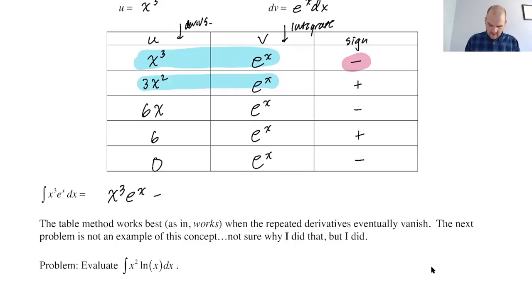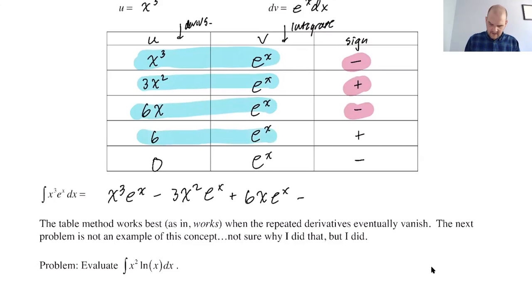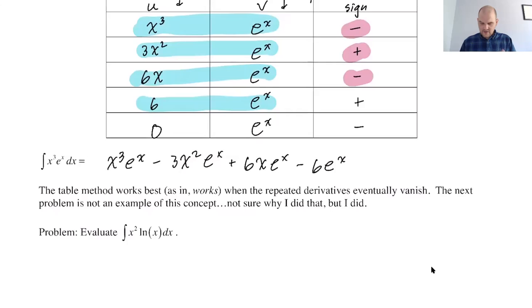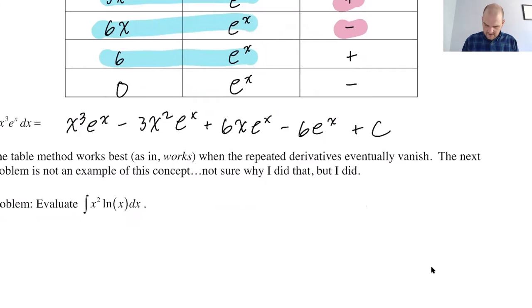We go across again: 3x squared e to the x. And then we just put the sign, so that's plus. Then plus, multiply across: 6x e to the x. And then we put the sign, which is minus. And then we go across this way and write 6 e to the x. And then you could write plus, but then it's 0 times e to the x, so it's just done. So at this point, we put plus c.